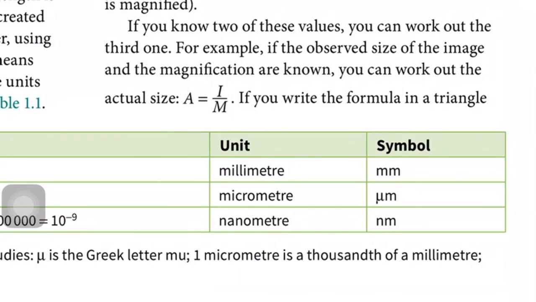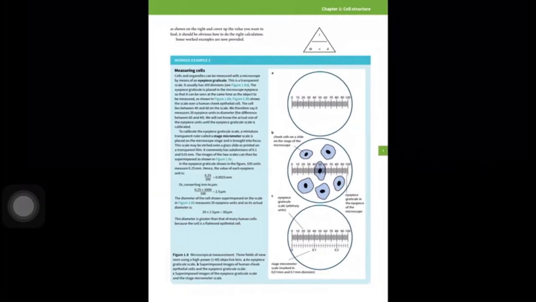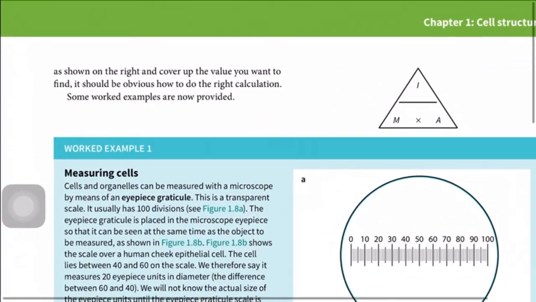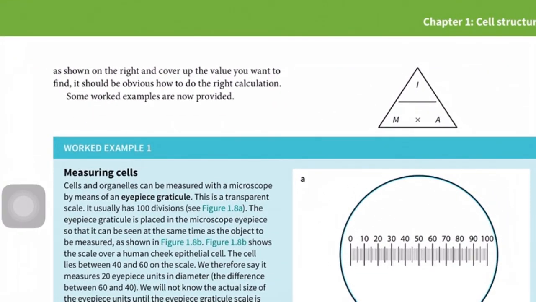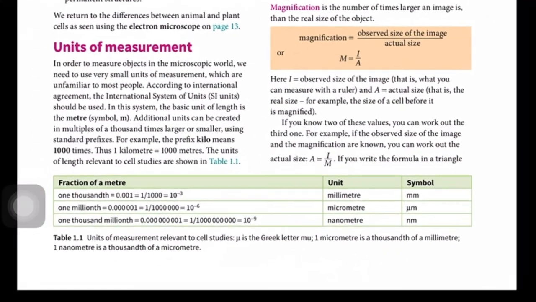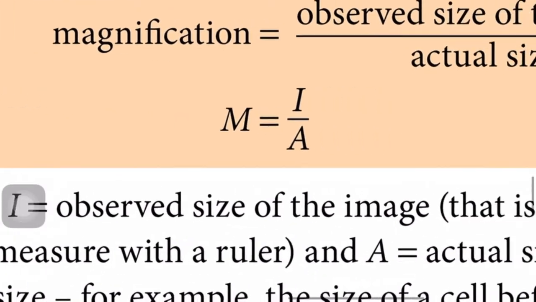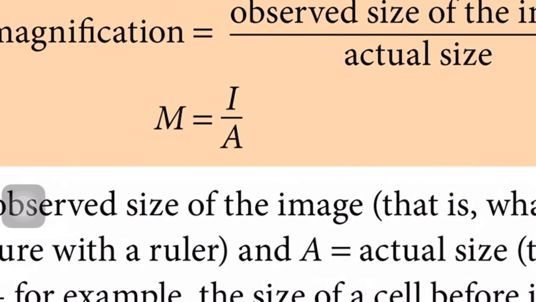Basically, nothing much to explain here. As shown in the triangle, cover the value you want to find, and it should be obvious how to do the right calculation. Some worked examples are provided. This triangle is quite difficult. Don't look at this, just look at this. Put the value of magnification in M, the value of observed size of the image in I, and then simply calculate the A.